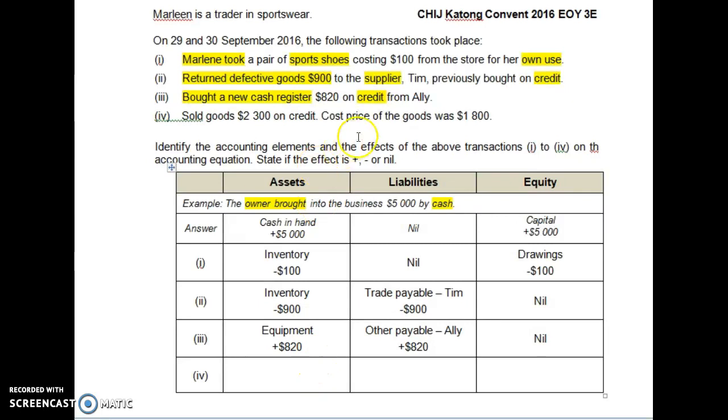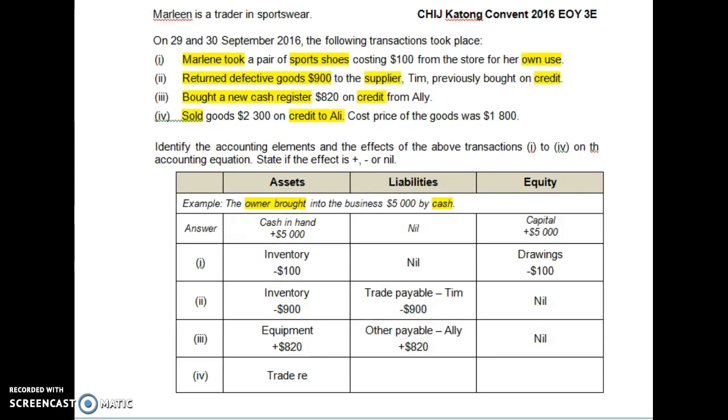Alright. So the last but not least, last transaction here, selling goods. 2,300 on credit, full stop, and then cost price of the goods was 1,800. So be careful. These two sentences with two separate amounts, we need to have 4 accounts. Anytime you sell goods to a customer, we will have 4 accounts. So let's identify the first 2 accounts. When we sell goods on credit, let's give it a name, Ali. So we sell to Ali, meaning we don't receive money from Ali immediately. We will classify Ali as a trade receivable.